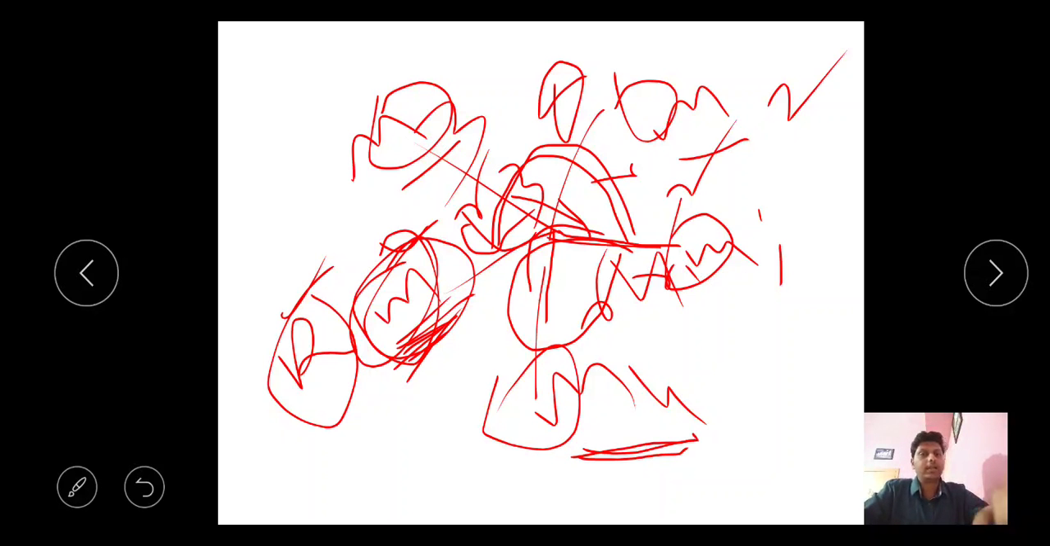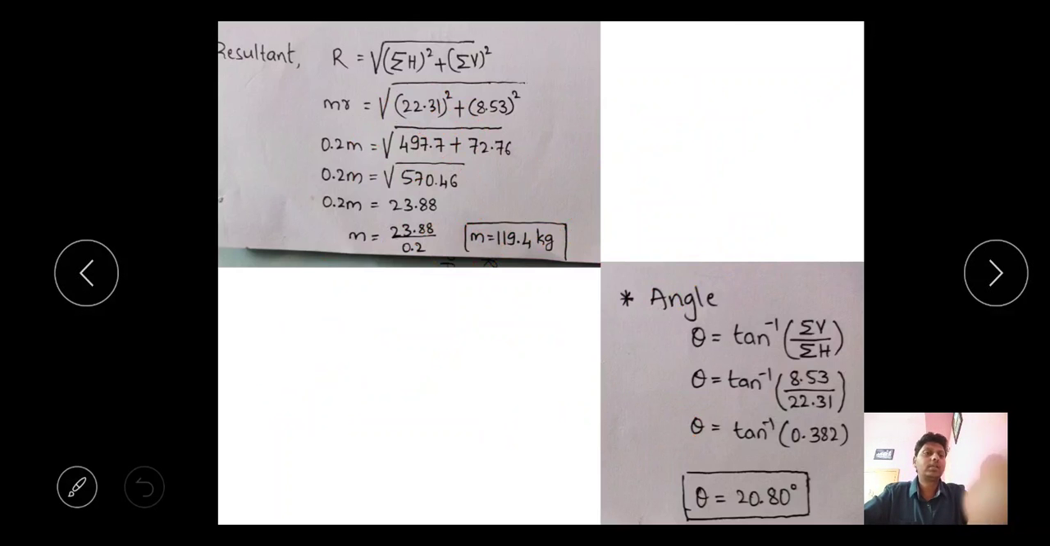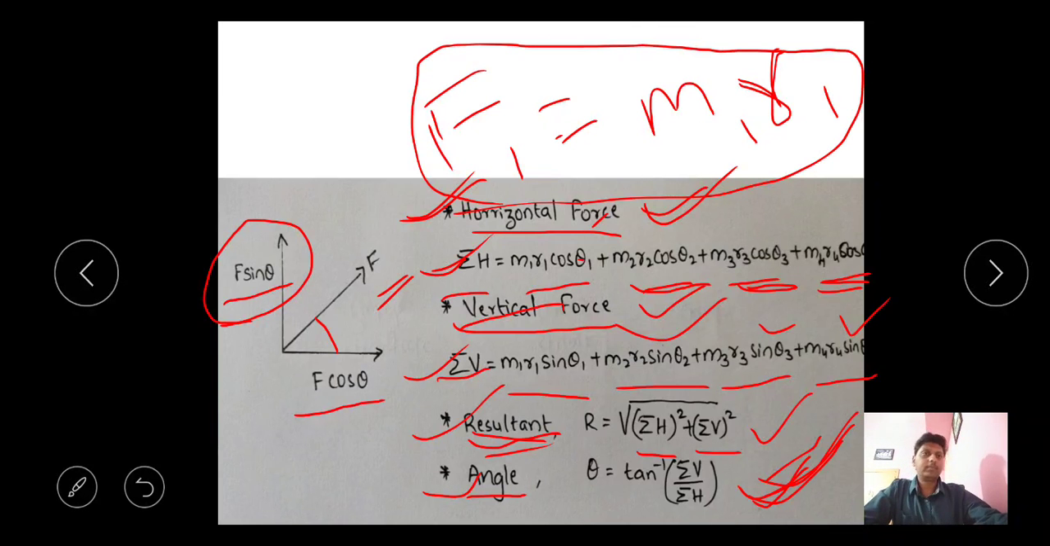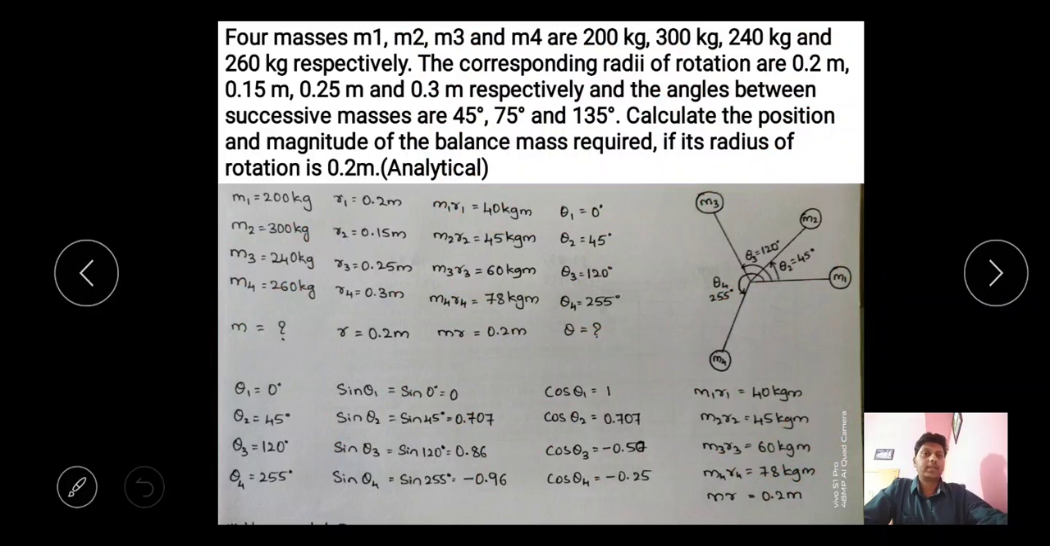You might be getting a little bit confused about this whole procedure, but it is very easy. So we'll just take one problem. Maybe in the next class we'll be taking one problem on how to balance this process. I'll just briefly read the question.